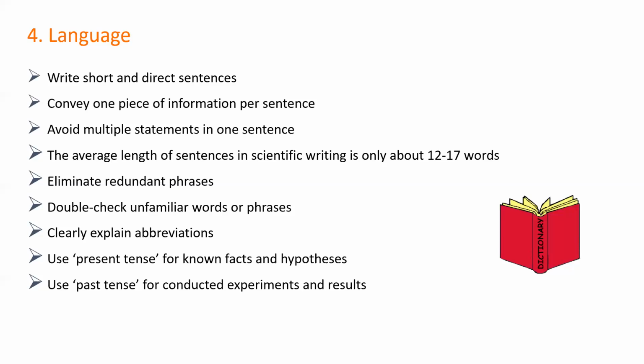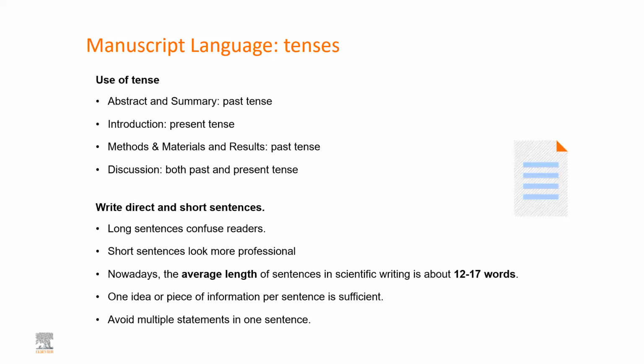Now, how the sentences should be. I've just tried to give a few tips here. I can share these slides. You can easily go through them, to see how you can draft the sentences or how they should look. This is again regarding the tenses, the sentence format, the length, all those things: you should put 12 to 17 words in one sentence. It should not exceed that. One piece of information in one sentence, don't overlap the information, and avoid multiple sentences in one statement.